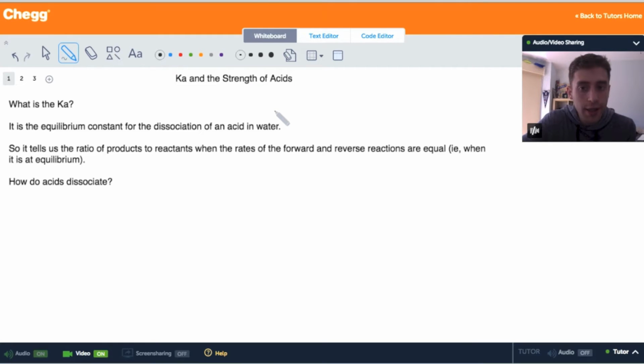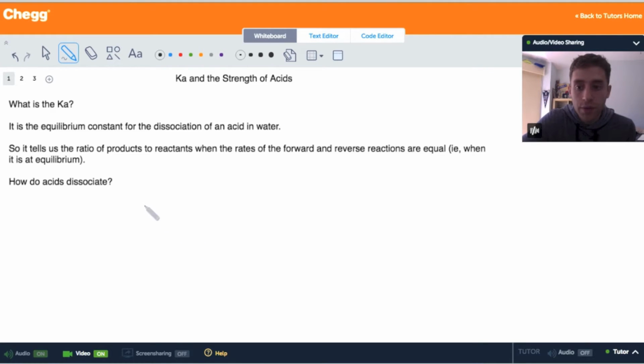So what is the Ka? It's just the equilibrium constant for the dissociation of an acid in water. At equilibrium, the forward and reverse reaction rates are equal. What this Ka tells us is the ratio of products to reactants at equilibrium.